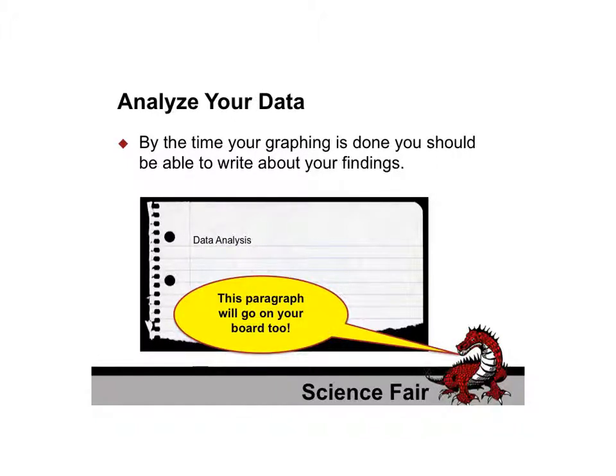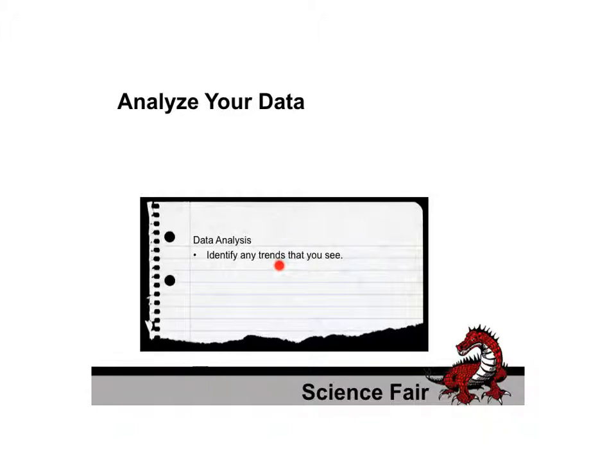Now, by the time you finish doing your graphing, I know this is looking ahead a little bit, but you're going to be able to write about your findings. Your paragraph that you write here will go on your board, and so it needs to be a nice paragraph, and you're going to put this in with your assignment for making your graph. But you want to put in there trends that you see. And by trends, we mean do your numbers increase every time? Do they decrease every time? Do they go in a curve shape? What is the trend overall that you see with one variable in relation to another variable?